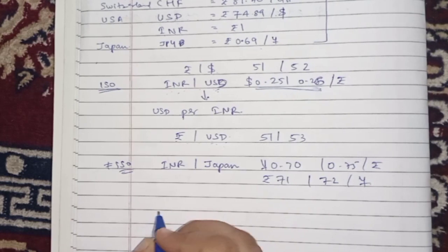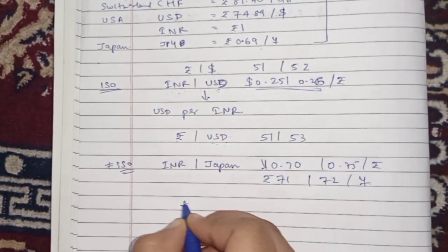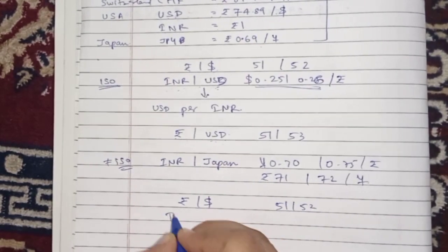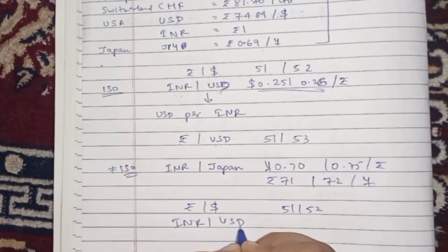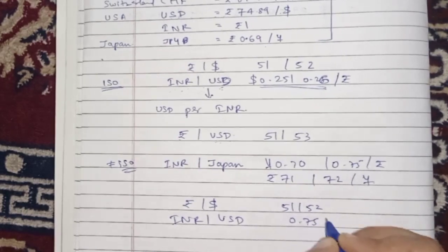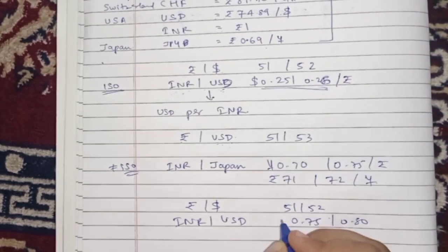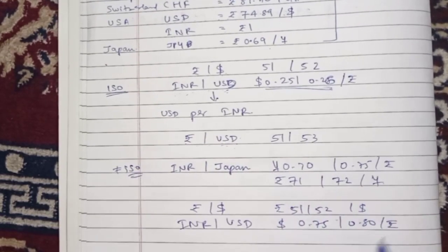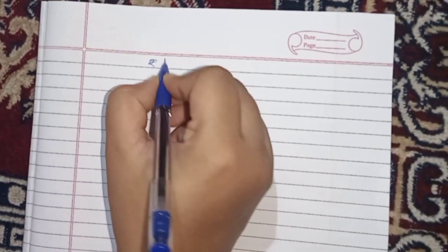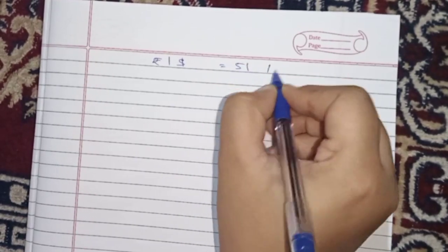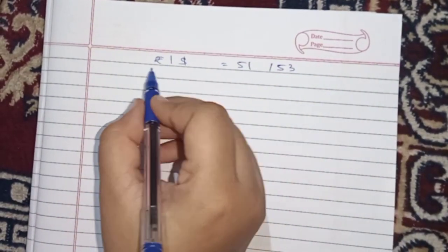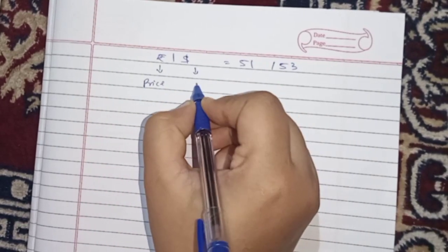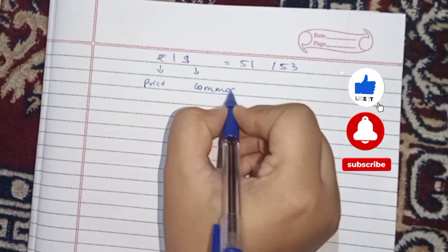So mostly for your exams you have to remember these two criteria, that is rupee per dollar, example 51/52, and INR is to USD, that is, let us say 0.75, 0.80. This will be rupee per dollar and this will be dollar per rupee. So whenever it is mentioned as rupee per dollar is equal to 51/53, we have to understand that this rupee is the price currency and this dollar is actually the commodity or the product.